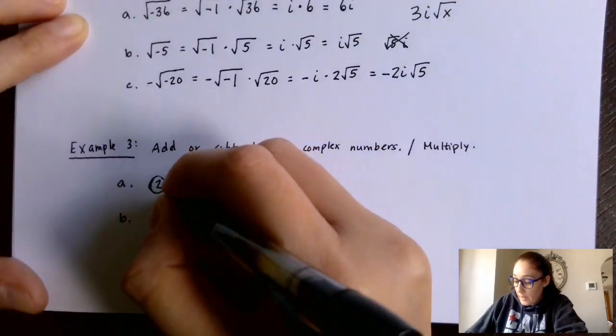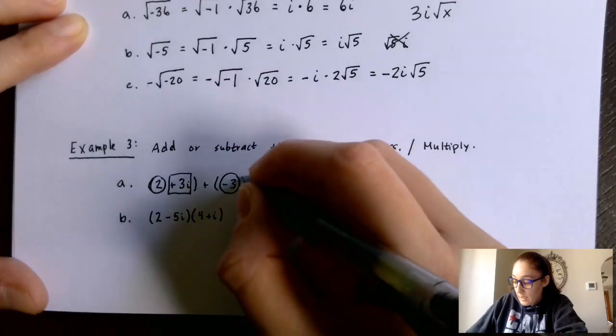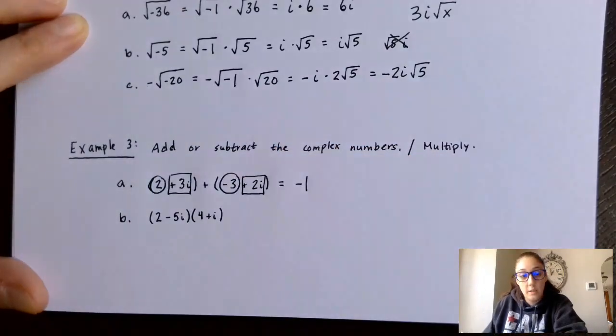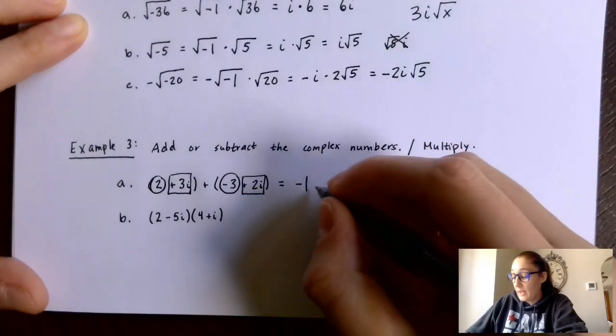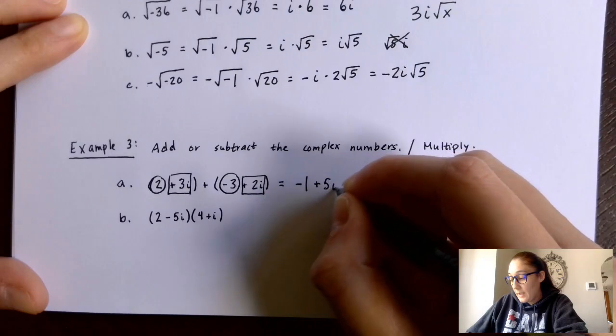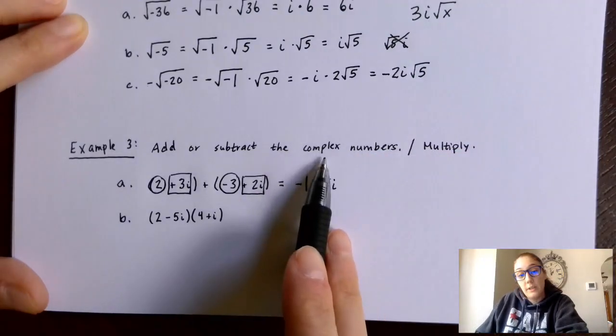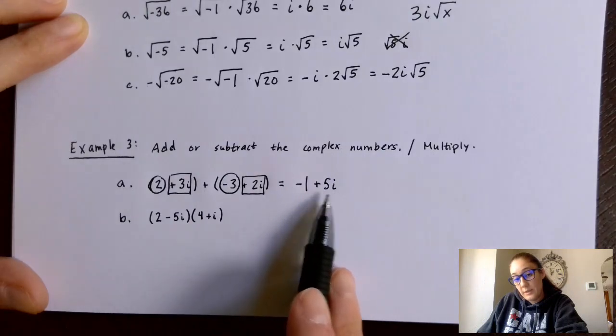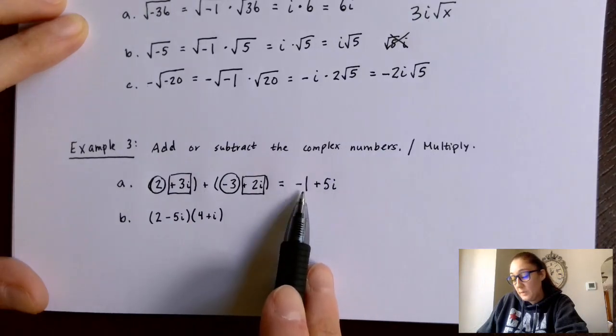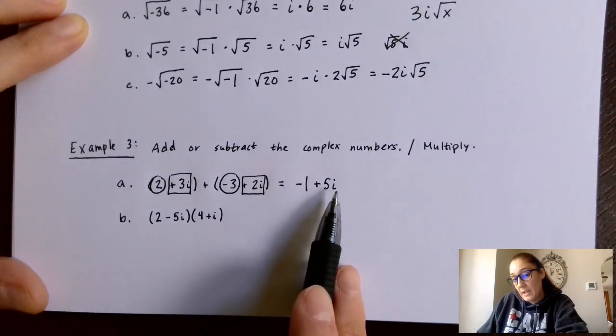And then we have a positive 3i plus a positive 2i. Treat this as if you were doing 3x plus 2x. It would give us 5x, right? So here we have 5i, positive 5i. A complex number is when you have a mix of a real number and an imaginary number. So this is considered a complex number. You always put the real number first and the imaginary number last.